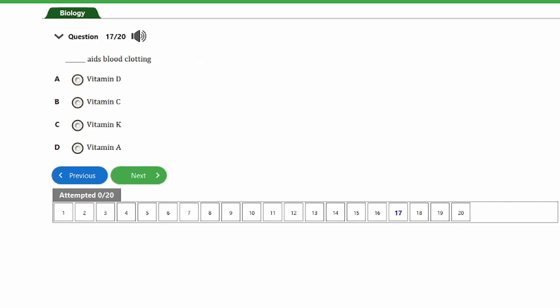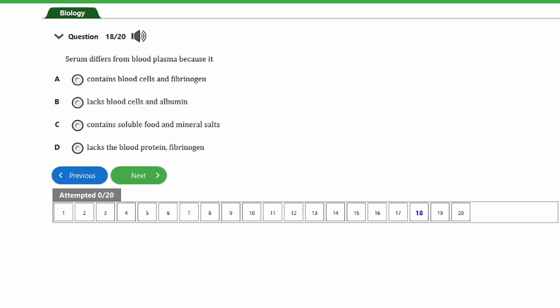So let's consider the next question. Question number 17. It says dash aids blood clotting. A, vitamin D, B, vitamin C, C, vitamin K, and D, vitamin A. So guys, the answer to this question is option C, and that's vitamin K. The vitamin K plays a role in helping the blood to clot. So this helps to prevent excessive bleeding.